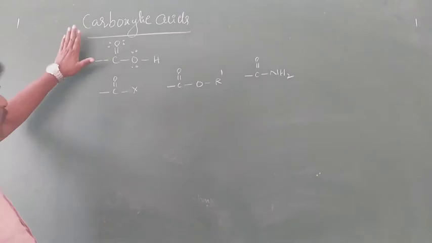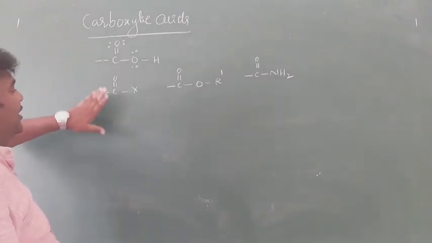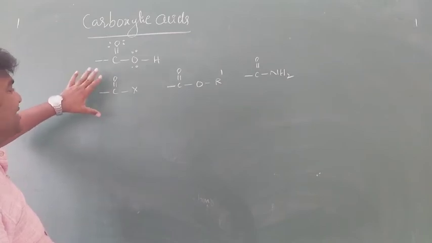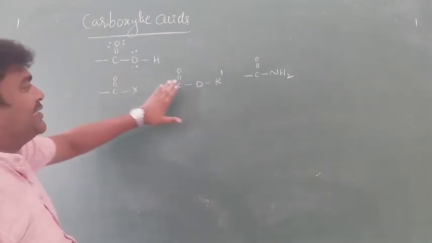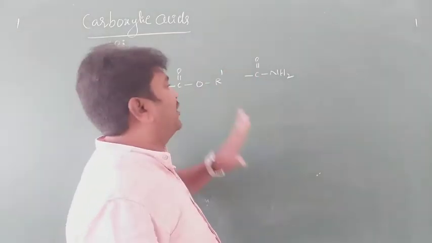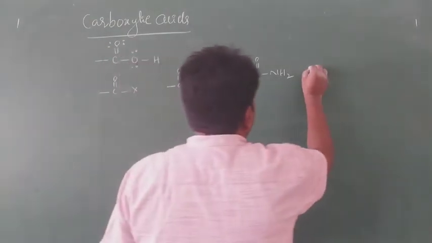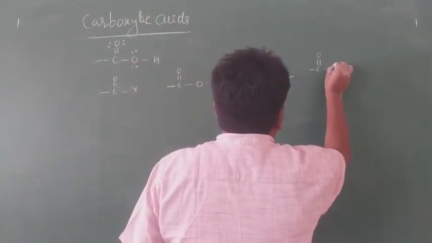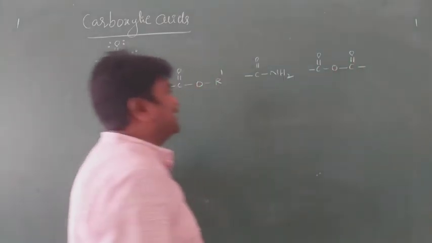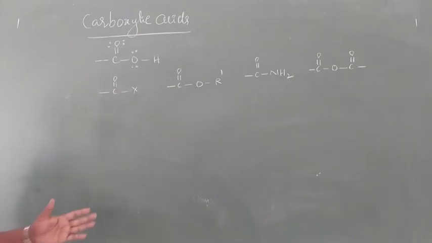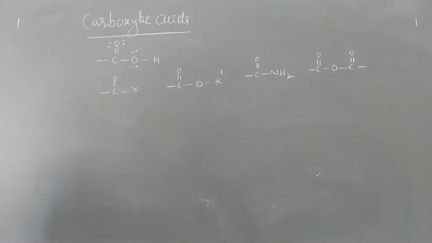So from carboxylic acid we get acyl halides, these are acyl halides. It is ester. It is amide. Next one, acid anhydrides. C double bond O and O, next C double bond O. This one is an anhydride. These all are derivatives of carboxylic acids. It is very, very important.